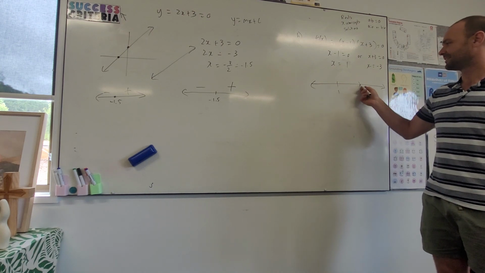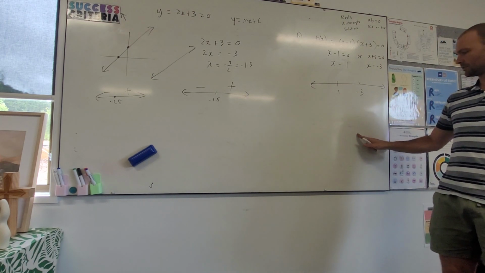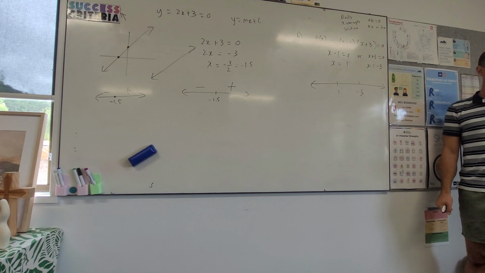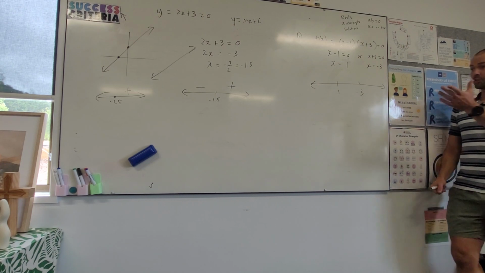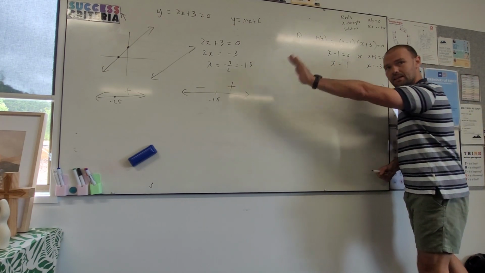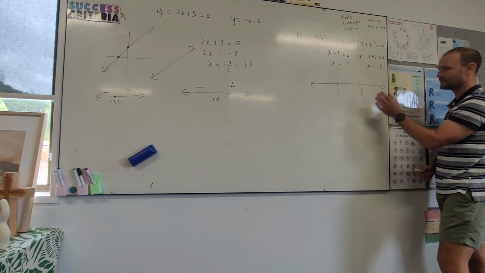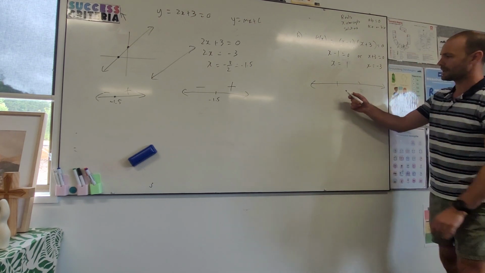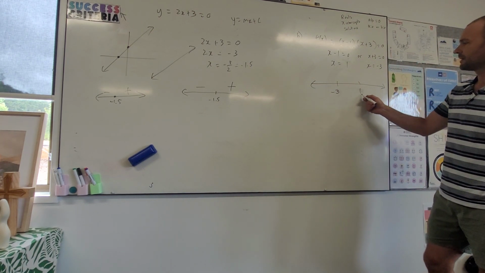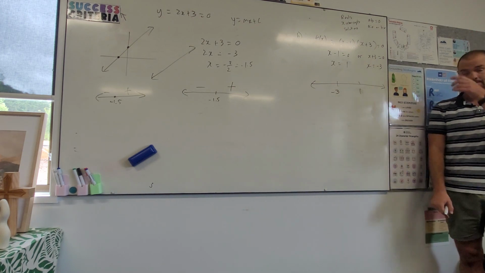Now, I'm going to do something intentionally wrong. What have I done wrong? Put them on the wrong side, haven't I? Minus 3 comes before positive 1 on a number line. So we have to have minus 3 to the left, positive 1 to the right.